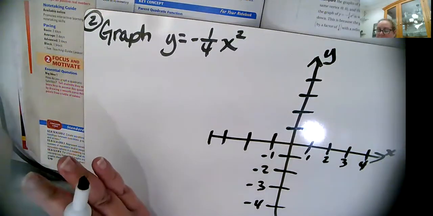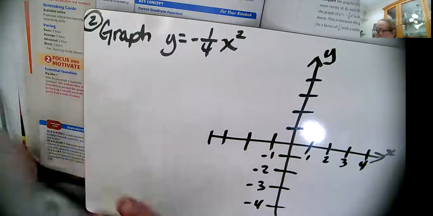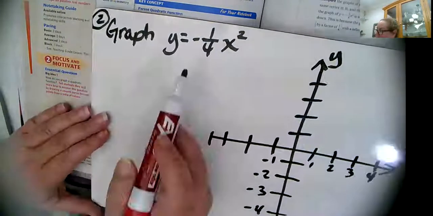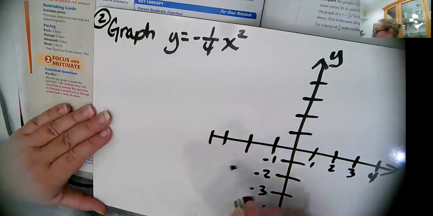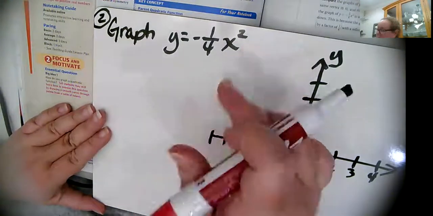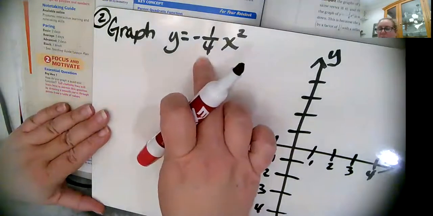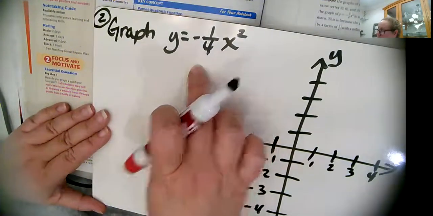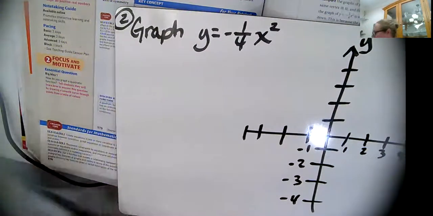Anything less than 1 will get wider. Anything bigger than 1 makes the parabola smaller. And since it's negative, that's also telling me that my parabola is going to be upside down. Since you know anything squared gives us that U shape, you should already start having a picture of what your graph should look like with that coefficient in front. So I forgot to make a table. Make a table.